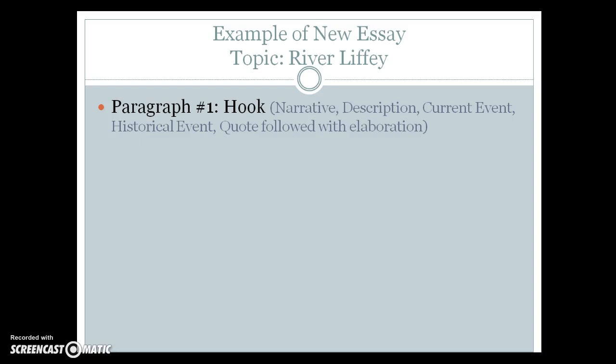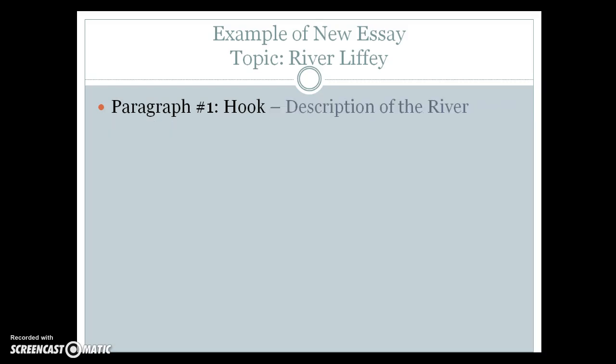So when you create your outline, you're going to complete the following steps. So the first paragraph is going to be the hook. And you'll need to specify whether you want your hook to be narrative, descriptive, about a current event, a historical event, or a quote followed with elaboration. So for the outline that I'm going to create about the River Liffey, I decide that my hook is going to be a description of the river. Now this is all the information that I need to provide in my outline. I don't need to write anything out. I'm just going to mention how I'm going to have my hook unfold.